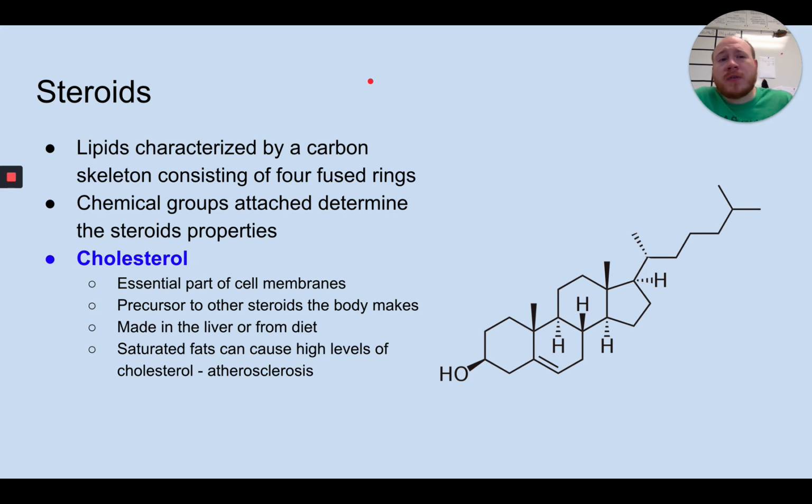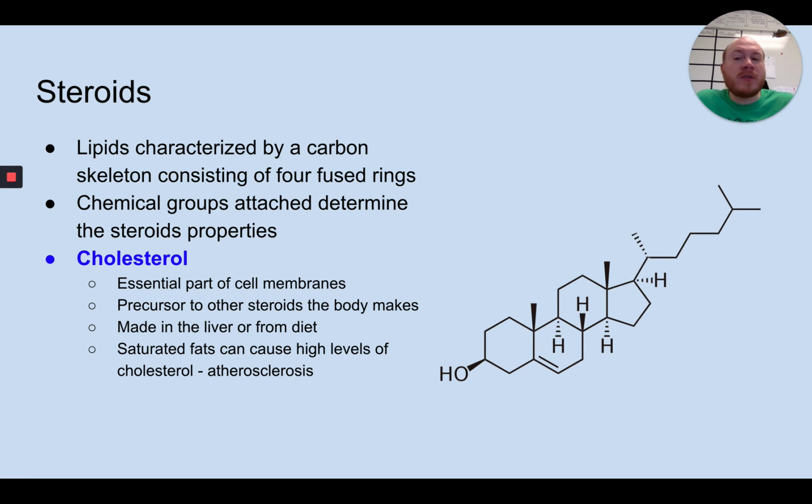Steroids are also another type of lipid. They're lipids that are characterized by a carbon skeleton consisting of 4 fused rings of carbon. And the chemical groups that are attached determine the steroid's properties. So there's a general structure to a steroid, and then all the stuff that gets attached to it determines what the steroid actually does. Steroids are generally used as signaling molecules, and they're usually made originally from cholesterol.